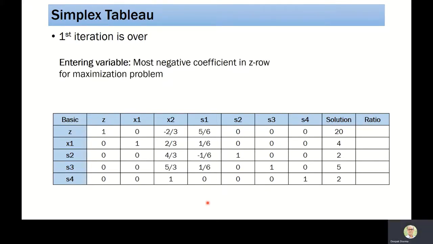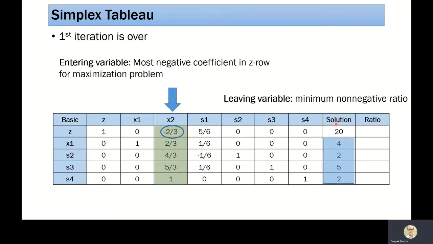Now, since iteration number 1 is over, we have to check: is there any entering variable? Means, is there any most negative coefficient? Yes, again there is a most negative coefficient corresponding to a non-basic variable, minus 2 by 3. So this is going to enter. Since we have found the entering variable, I can find the solution. So this is the column I'm looking into.